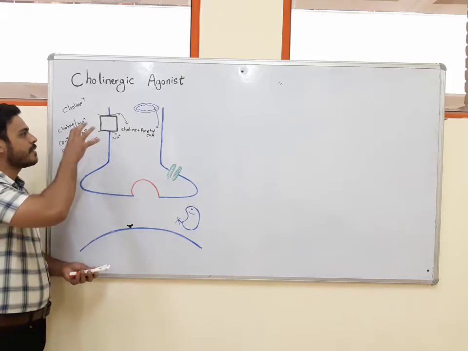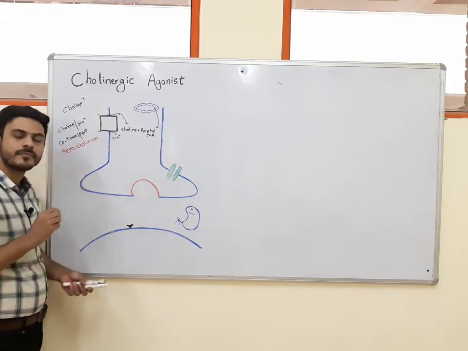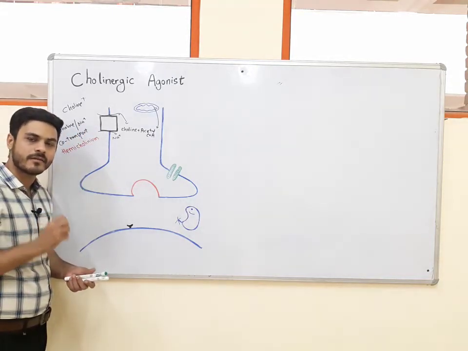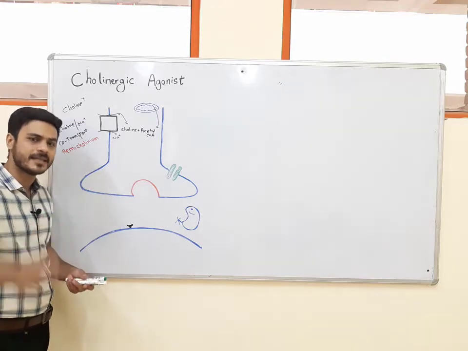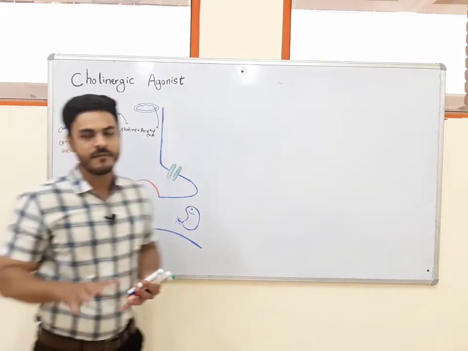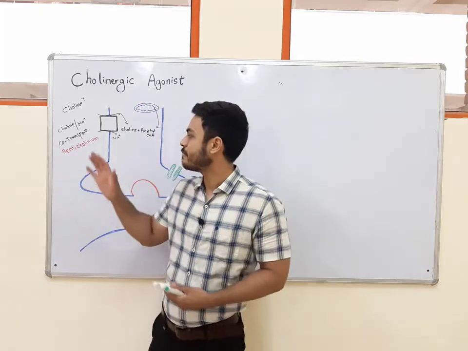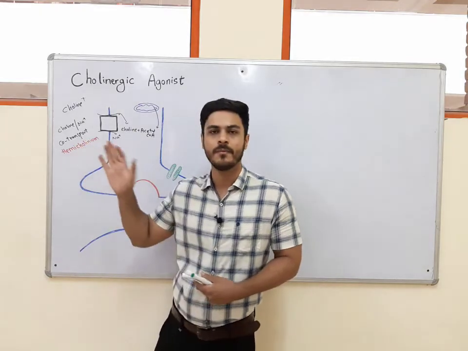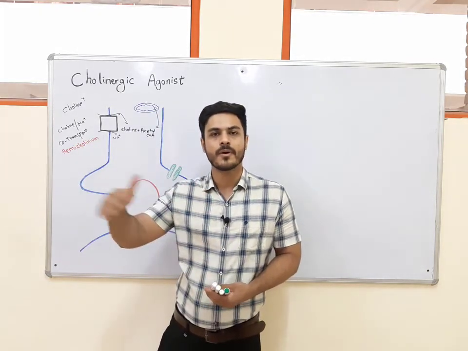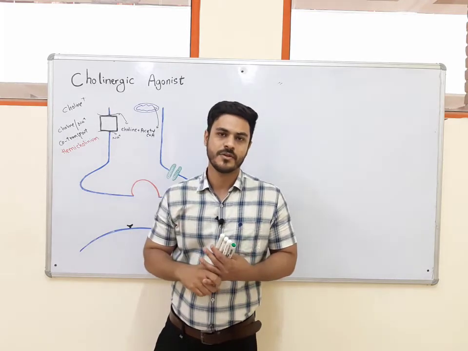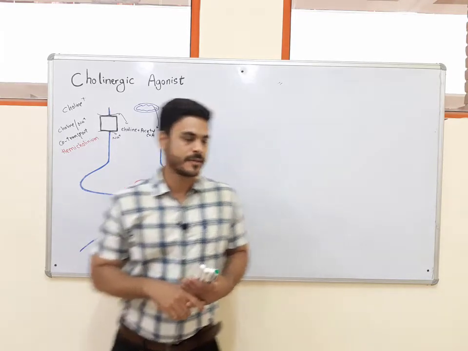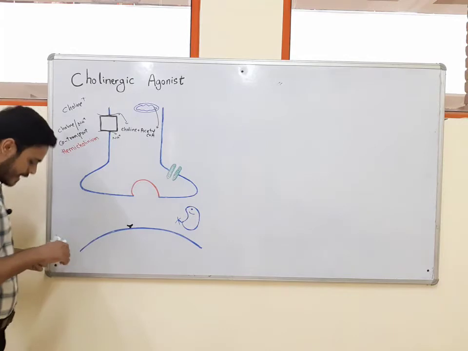And this step, uptake of choline from the extracellular environment, is the rate limiting step. It means that if we inhibit this step by using hemicholinium, we can inhibit the whole process of neurotransmission of cholinergic fibers.